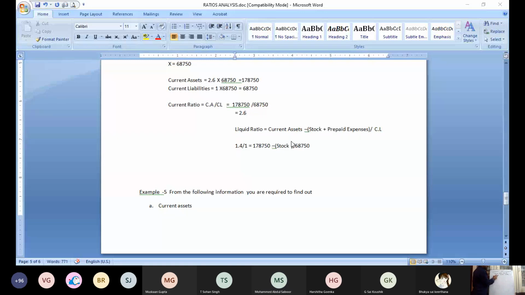Now 1,78,750 minus 96,250. What is the value? The stock is 96,250. So 82,500 is equal to stock. Okay?